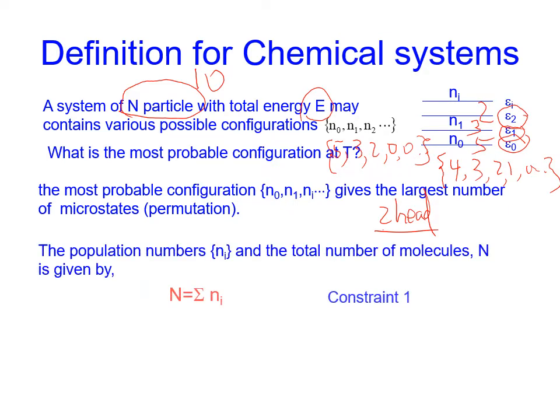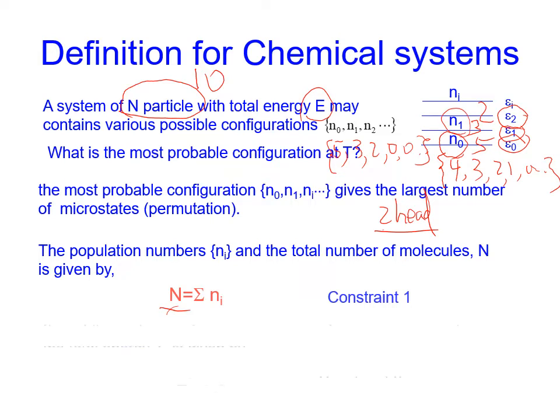One is that the total number of molecules is fixed, N. N is the total number of molecules. So n0, n1, n2 added together should be N. Okay, so that's constraint 1.